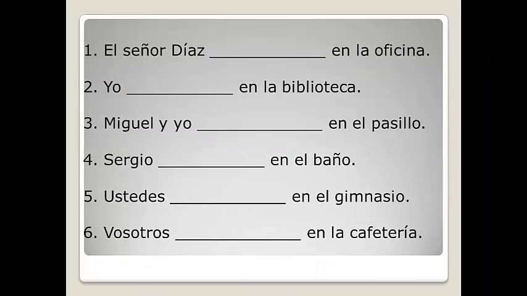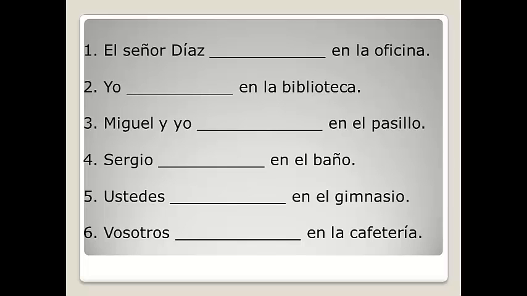So let's do a little bit of practice with estar and locations. All you need to do here is insert the verb estar in one of its 6 forms. You don't have to use any of the location words. You may pause this video now so that you can do the practice, and then you should press play and we'll go over the answers.